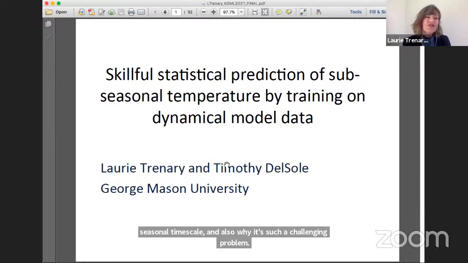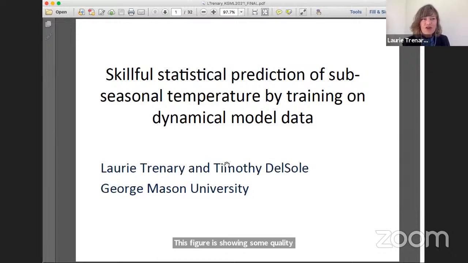This figure is showing some qualitative measure of predictive skill on the vertical axes and predictive lead time on the horizontal axes. On the far left are weather events.